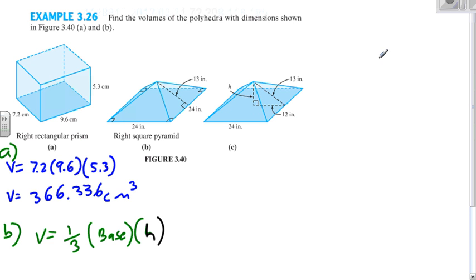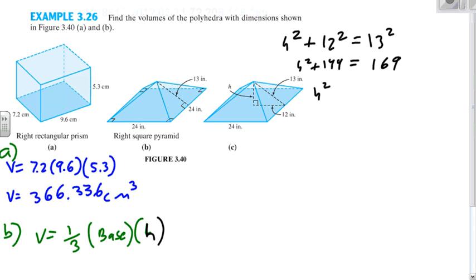So using Pythagorean theorem, we have h squared plus 12 squared equals 13 squared. So that's h squared plus 144 equals 169. Subtract 144 over, we get 25. So the height is 5.